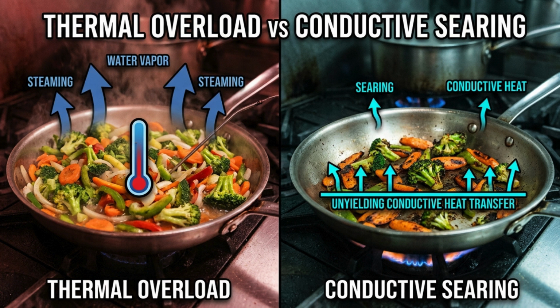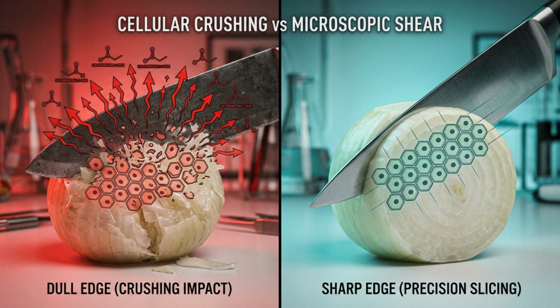Pan crowding, conductive thermal overload. Stuffing a pan with vegetables mathematically overwhelms the metal's thermal mass. The pan's temperature crashes, turning it from a high-heat searing surface into a low-temperature steam chamber, resulting in boiling, structurally destroyed cellular tissue.